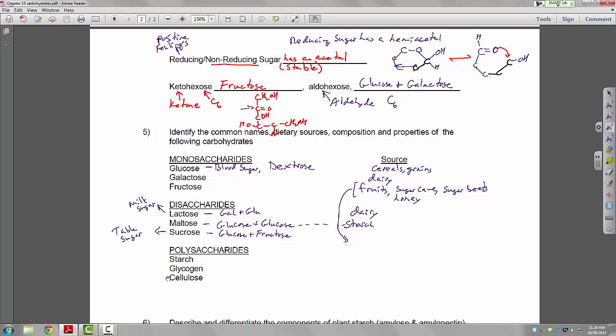Polysaccharides. Starch. First off, these all contain only glucose. It's just a matter of how they're linked. Starch comes from plants. We have two flavors of starch, amylose and amylopectin. Amylose is straight chain, whereas amylopectin is branched. Glycogen comes from animals, also known as animal starch. It is a storage form of glucose.